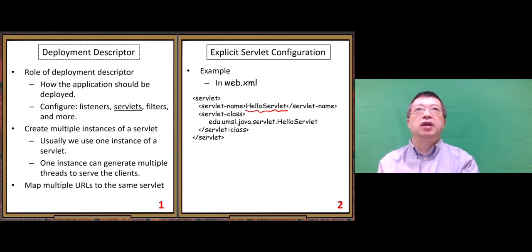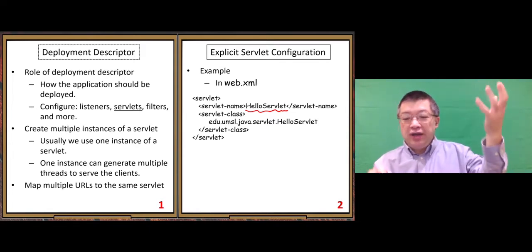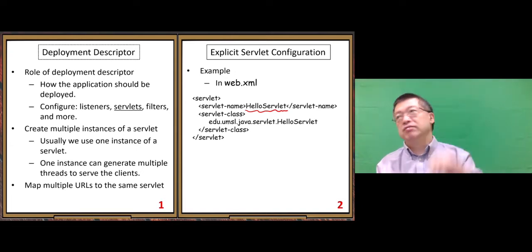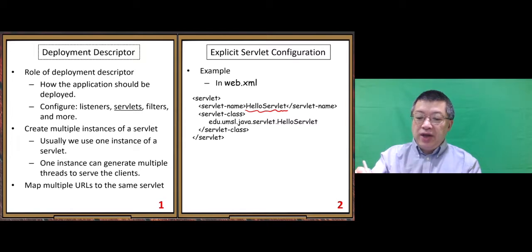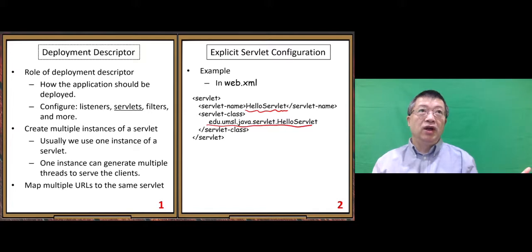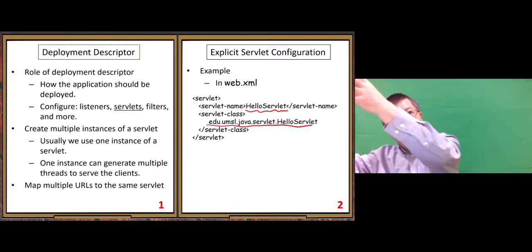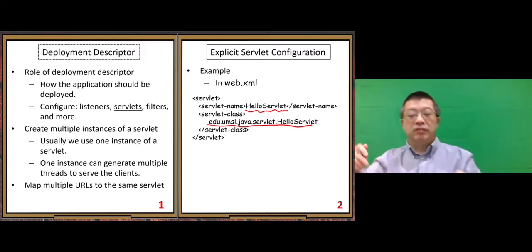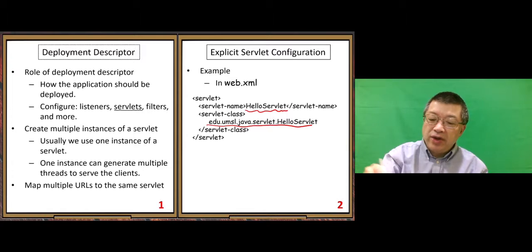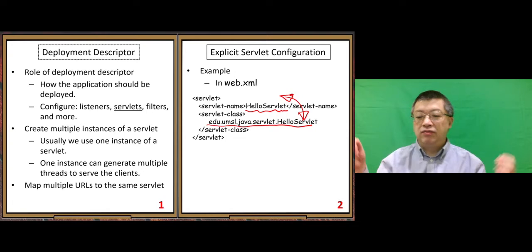Internally, and also externally, we sometimes use servlet names, but most of the time we do not. Then the servlet class, you have to provide that: what is the concrete class you use as this servlet? This configuration creates a mapping between servlet name and servlet class, a one-to-one mapping.